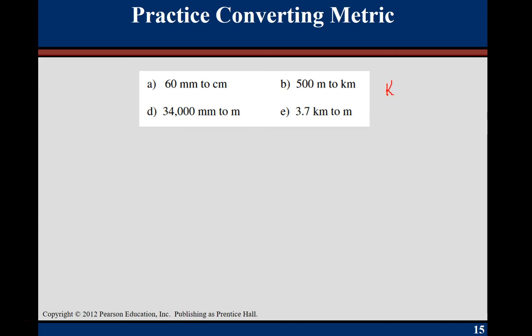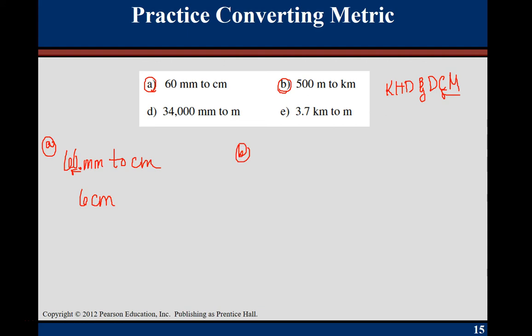If I have King Henry died by drinking chocolate milk, and I want to convert these, let's do A and B together, and then let's see if you can do D and E afterwards. So 60 millimeters, and I want to go to centimeters. So I want to go from here 1 spot left. So I need to take my decimal point 1 spot left, and so that is 6 centimeters.